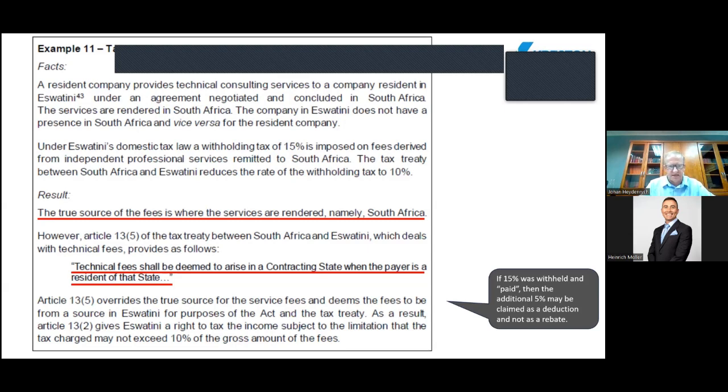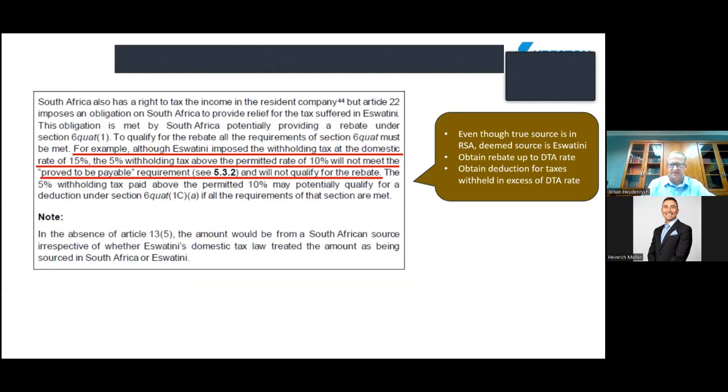And Botswana has the same terms. Technical fees shall be deemed to arise in a contracting state when the payer is a resident of that state. All right, and they just elaborate on it. But if they then withhold a withholding tax of 15%, and the DTA only says you can get 10%, the extra 5% will qualify for a deduction. All right.